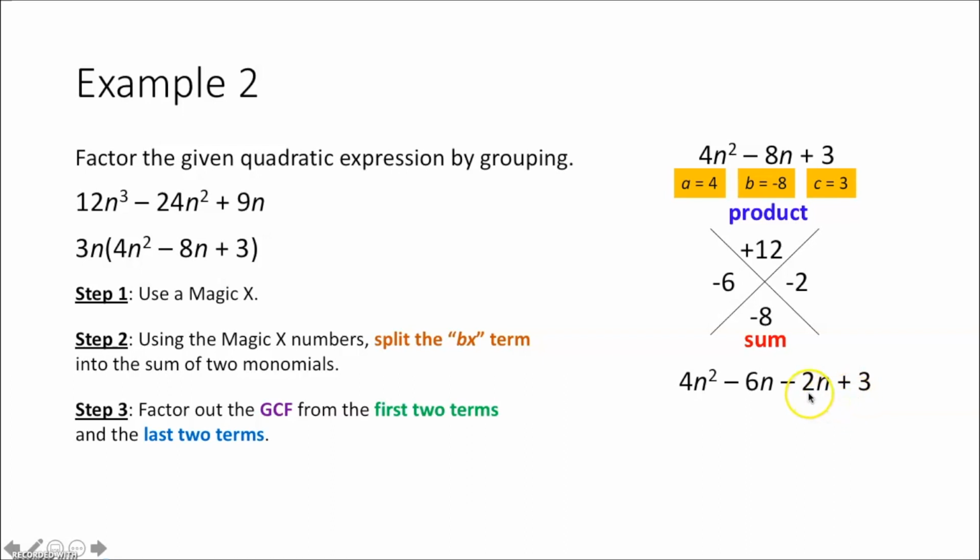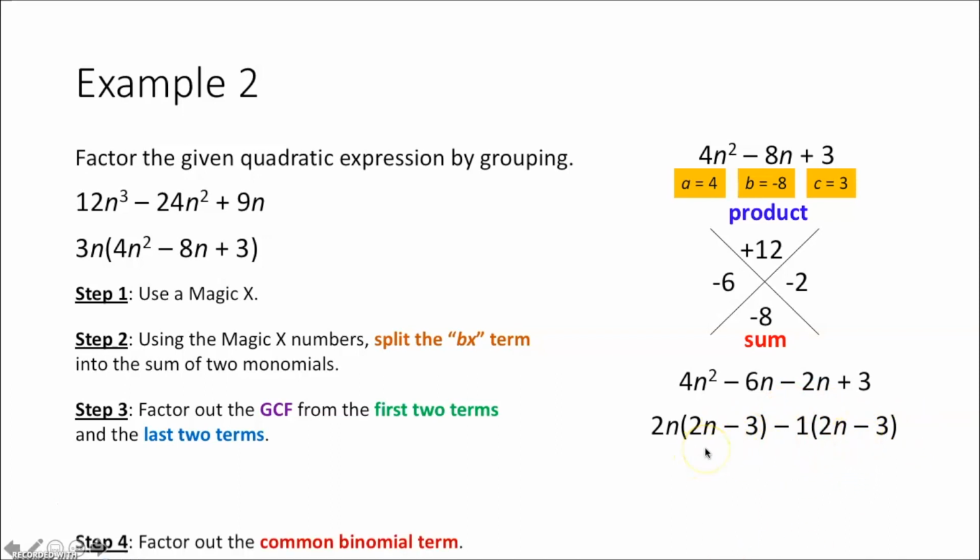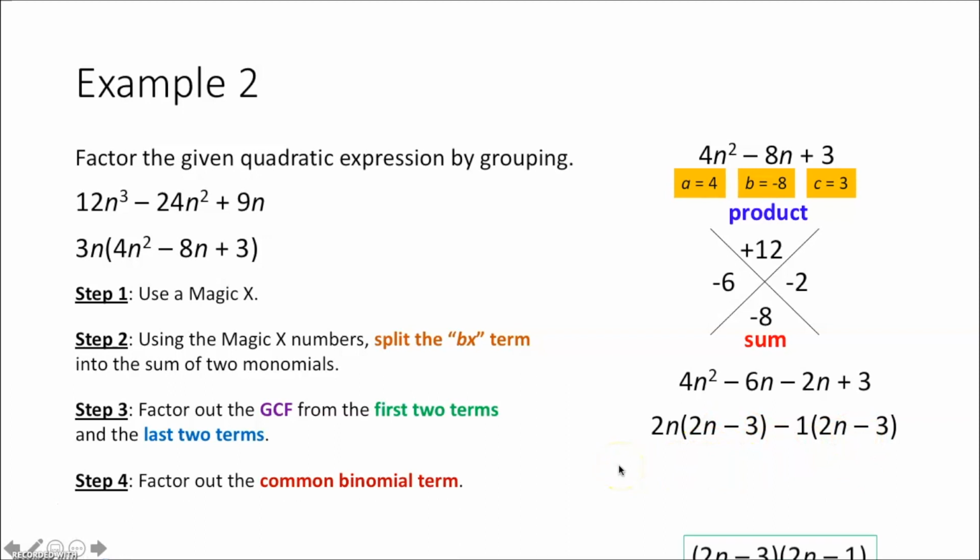Over here, it doesn't look like either of these have anything that we could take out, so we take out a 1. And to make it so that these have the same binomial term in the parentheses, we're going to take out a negative 1. If we were to take out positive 1, it would be negative 2n plus 3, which is not the same as this. So that's why we take out negative 1 instead of positive 1. So because these binomial terms are the same, that allows us to move to our last step, which is to factor out that common binomial term and put our GCFs in the other set of parentheses.